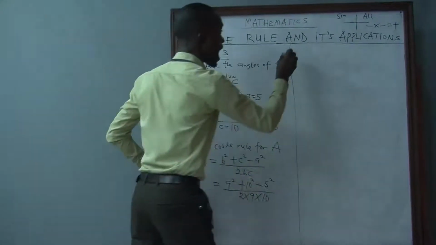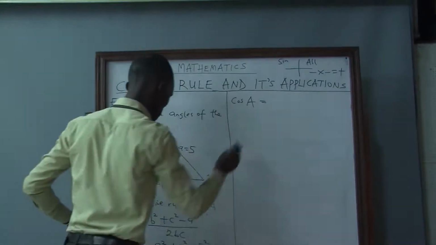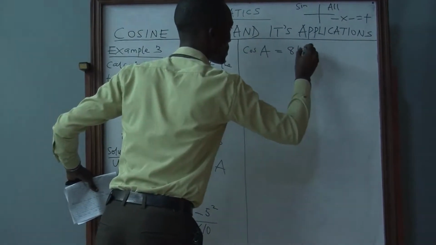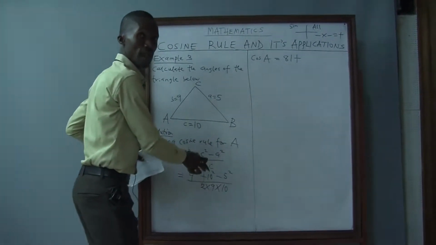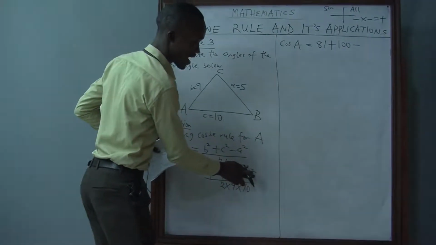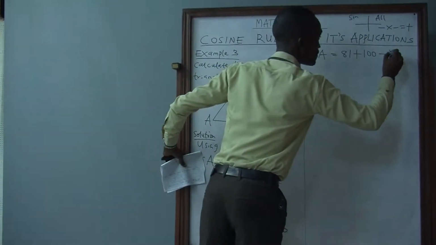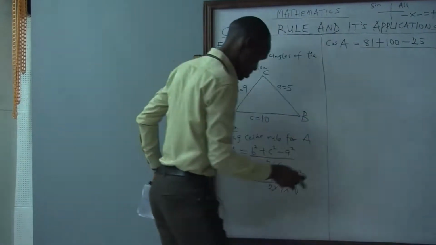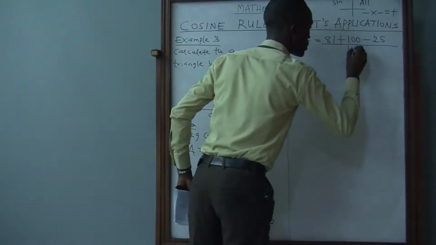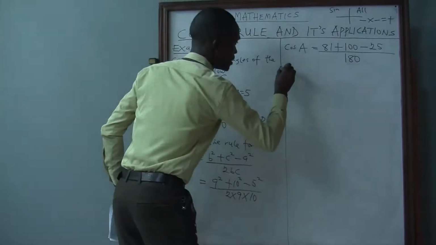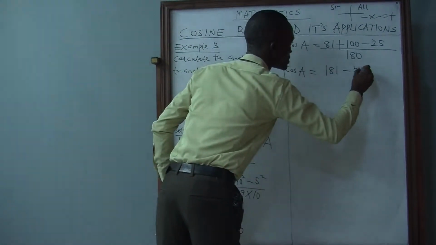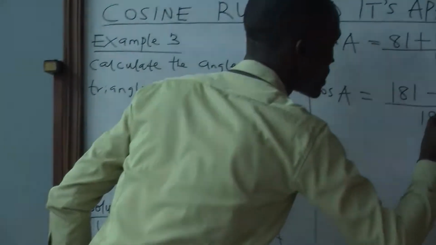So from there we have cos A to be 9 square is 9 multiplied by 9, which is 81. 10 square is 10 multiplied by 10, which is 100. Then 5 square is 5 multiplied by 5, which is 25. Then for the denominator, 9 multiplied by 10 will give us 90. Then multiplied by 2, that will give us 180. Cos A is 181 minus 25 divided by 180.